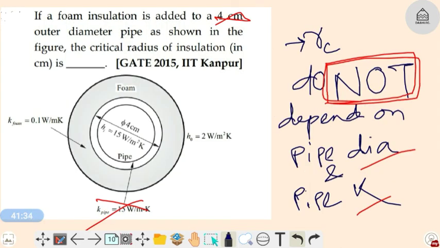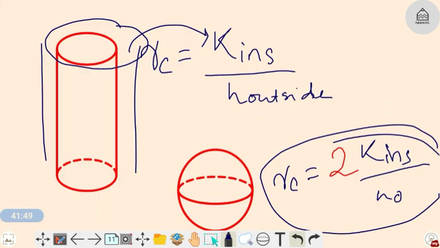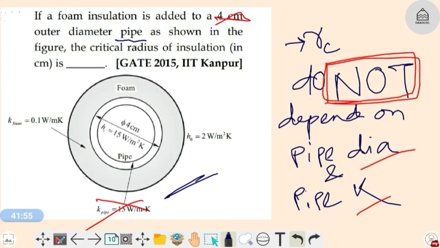This is not a sphere, this is a cross-sectional view. It is already mentioned that this is a pipe, so don't apply that formula. Apply this formula, K insulation by H outside, because this is a pipe. K insulation is given, that is 0.1, divided by H outside, that is 2. So 0.1 divided by 2 meter, that will be 0.05 meter.